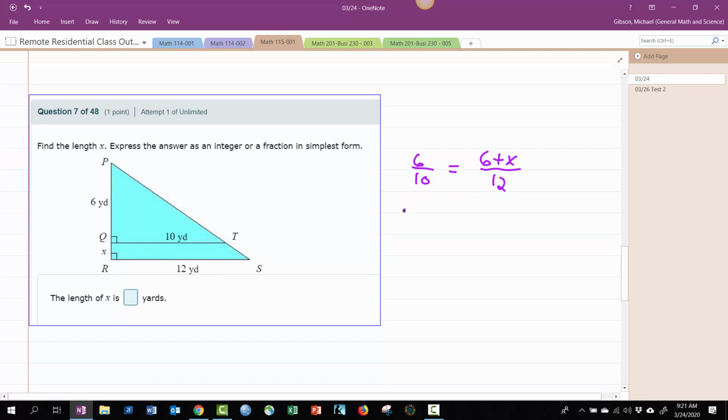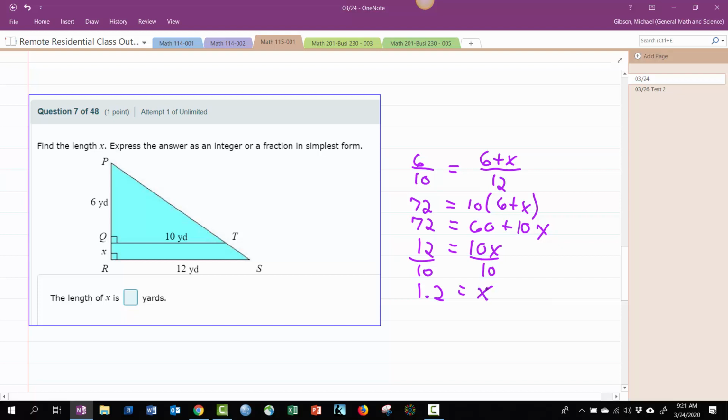Now we just cross multiply as usual to solve. 72 equals 10 times 6 plus x. All right. Distribute the 10. 60 plus 10x. All right. Subtract the 60 from both sides. And right, divide both sides by 10. There's our answer. X is going to be 1.2. This is in yards. All the measurements are in yards, so all the units match.